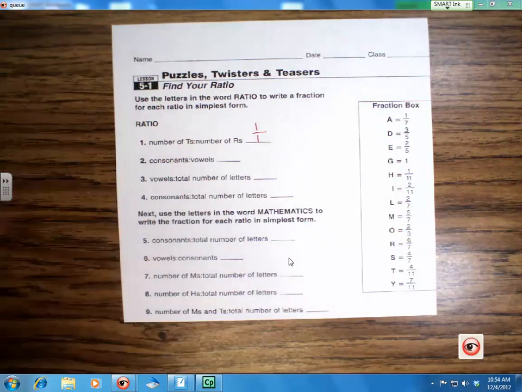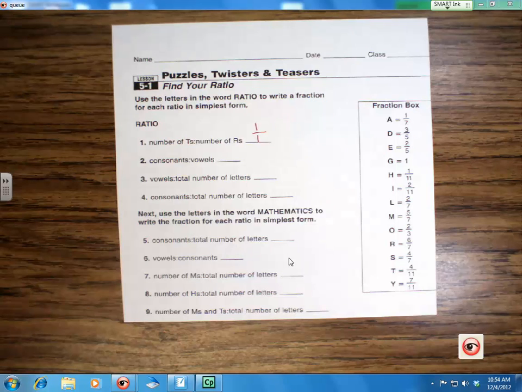Now, this one it doesn't say write all three forms. You only have to do it in one form. In fact, I'd probably do fraction form. And then number 2 says consonant to vowel. So you're going to count up how many consonants there are in the word ratio, and you're going to count up how many vowels there are in the word ratio. Okay? All right.